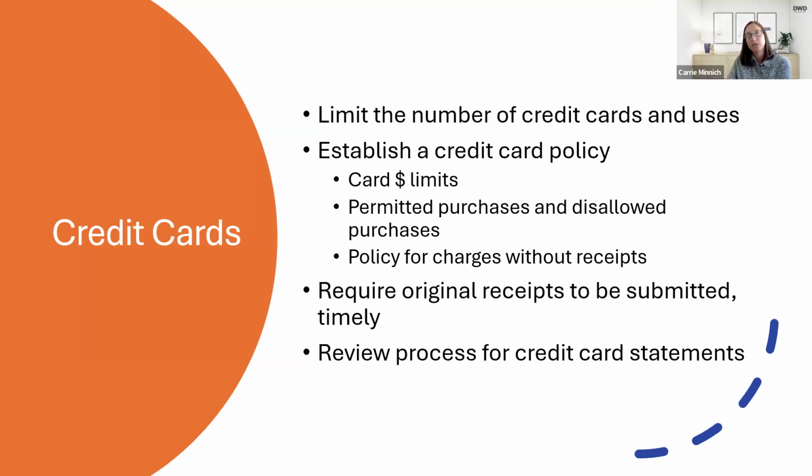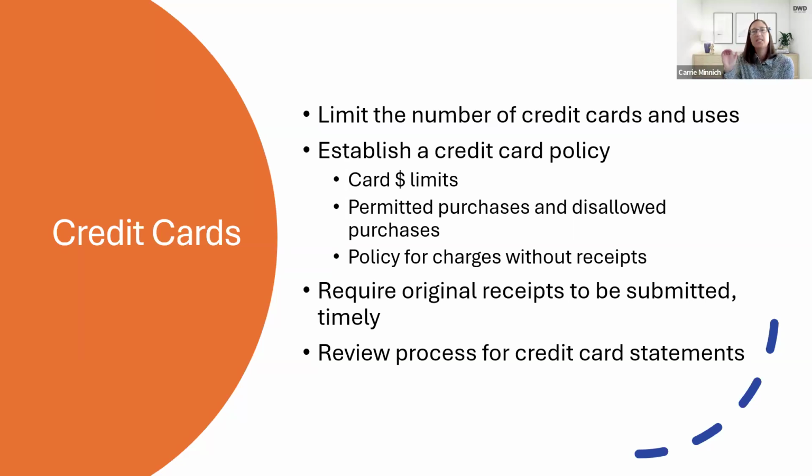So when you use a credit card, there should be a receipt that you get. And we want to make sure that the receipt is the actual receipt that shows what was purchased. Oftentimes you'll get two receipts, especially if it's for a meal. You'll have the credit card receipt that just shows the total amount that was charged to the credit card. And then you'll have the receipt that shows what was actually purchased. We want to make sure that we get the receipt that shows the actual purchases, so we know what was actually purchased.